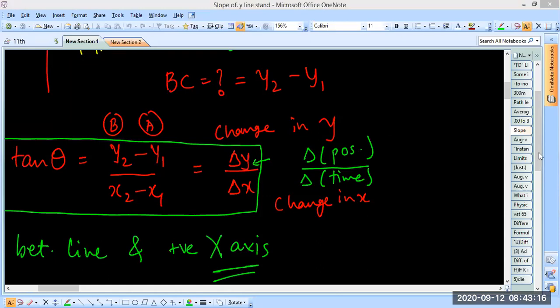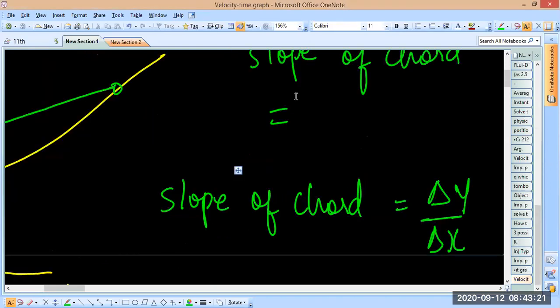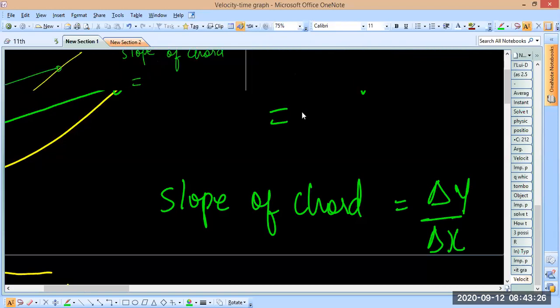Okay, so let's go back to our page. All right, there we are. Just a minute, I'll just zoom this out because right now even I'm not able to see the whole thing. Just give it a minute. It will take some time.